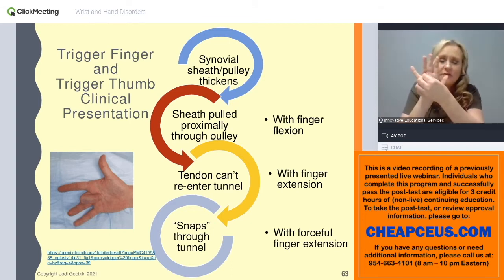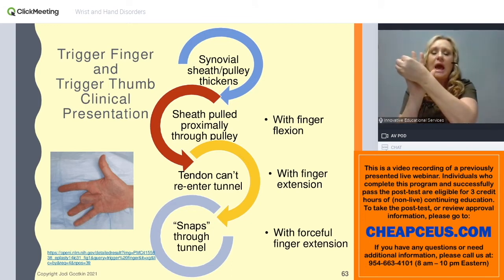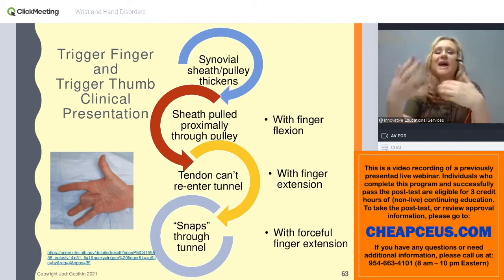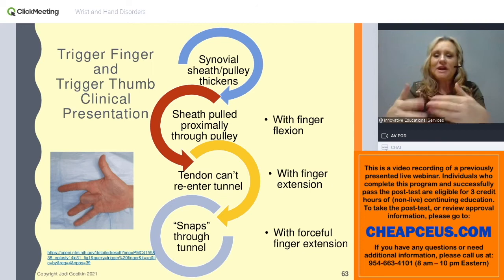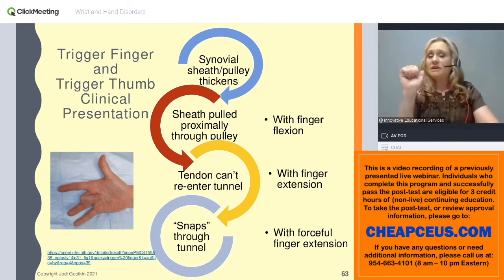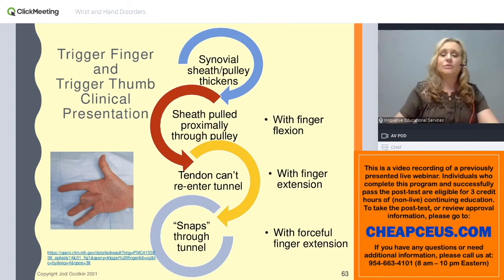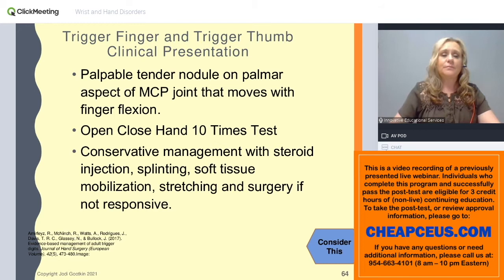When they can flick that bunch of sheath back out, that will create that pop and that snap, but now that's creating more inflammation in the area, perpetuating this process, and eventually it may reach the point where the individual cannot volitionally open and they need to manually do so.